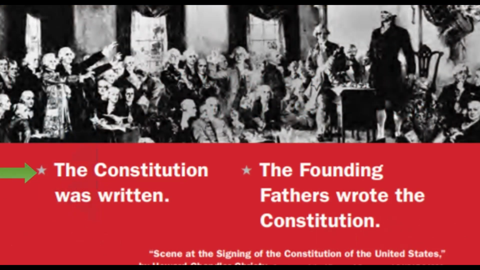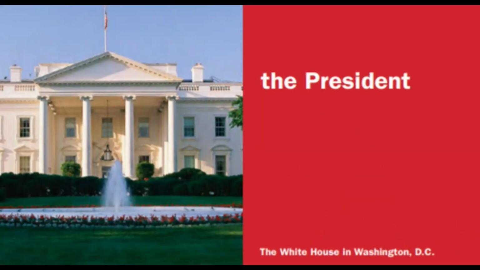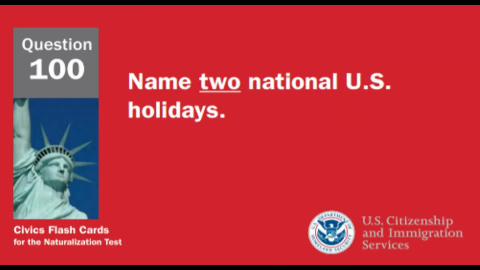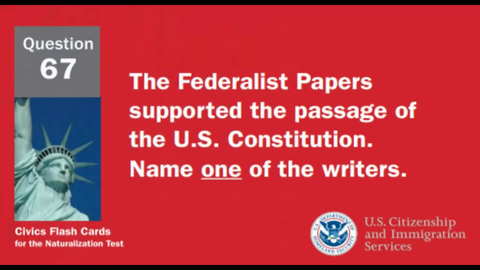The Constitution was written. Who vetoes bills? The President. Name 2 national U.S. holidays. Independence Day and Thanksgiving Day. The Federalist Papers supported the passage of the U.S. Constitution. Name one of the writers.